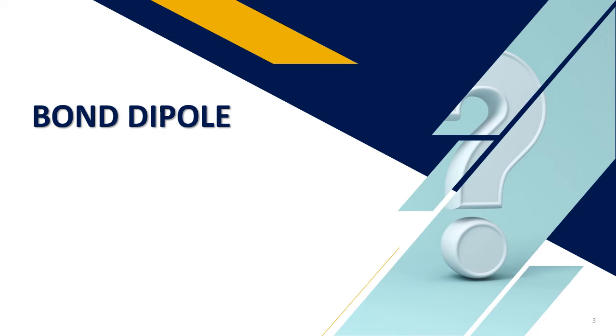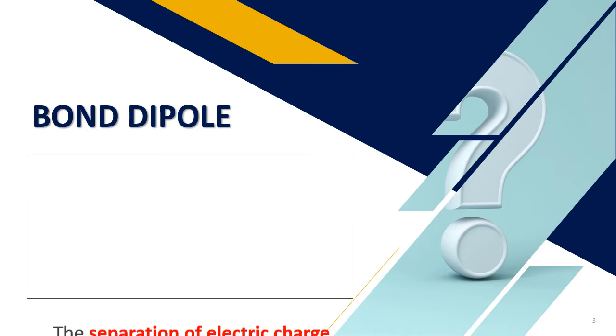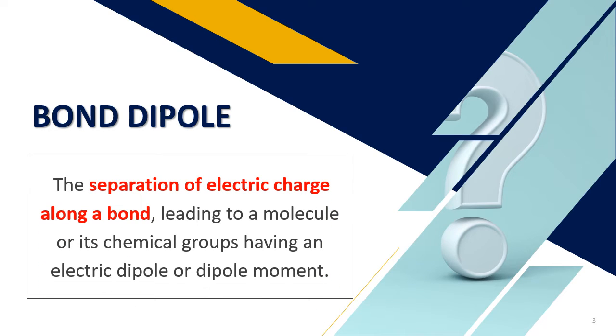What exactly is the bond dipole? Bond dipole can be defined as the separation of electric charge along a bond, leading to a molecule or its chemical group having an electric dipole or dipole moment.